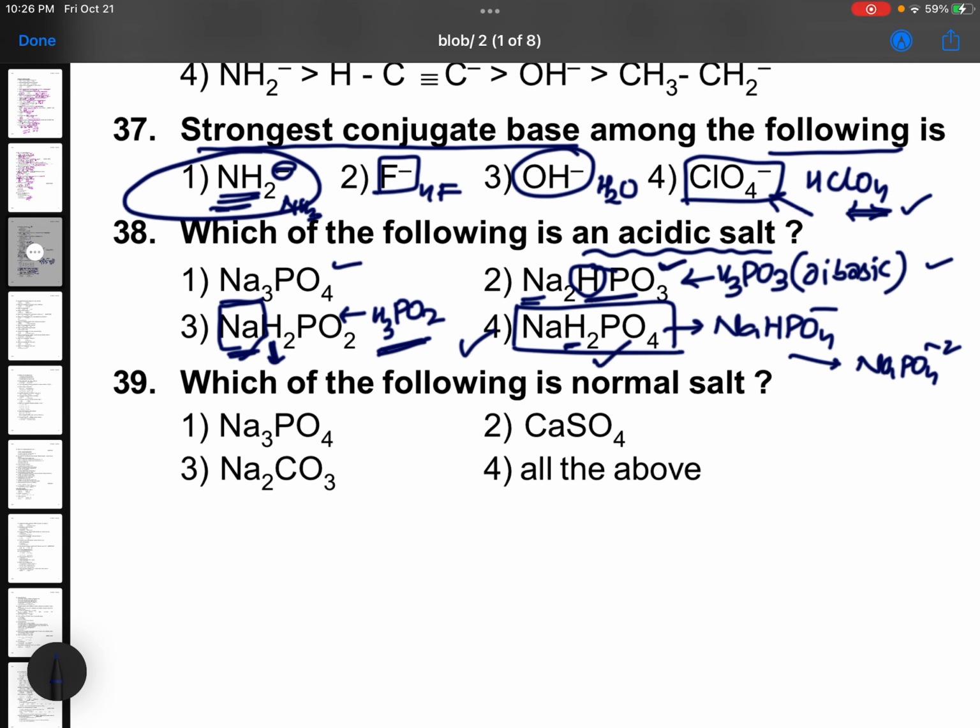Which of the following is a normal salt? Normal salt means no chance of releasing H plus or OH minus. So 1, 2, 3, all of the above. So this is up to 39. From 40 onwards we'll start in another class.